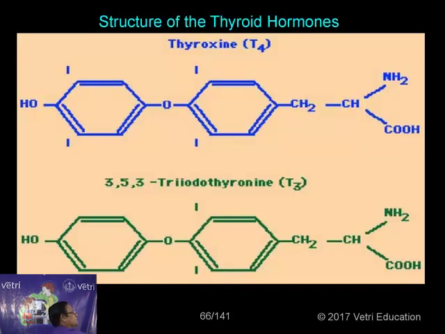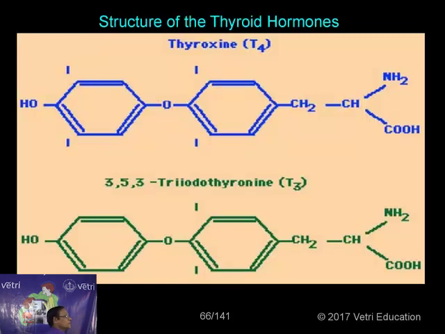Now, this is the amino acid tyrosine. First, it forms diiodothyronine, and then 3,5,3',5'-tetraiodothyronine. During the union, first monoiodothyronine and diiodothyronine are formed, and then two diiodothyronine molecules join together to form tetraiodothyronine. So, this is the skeleton of the thyroxine hormone.